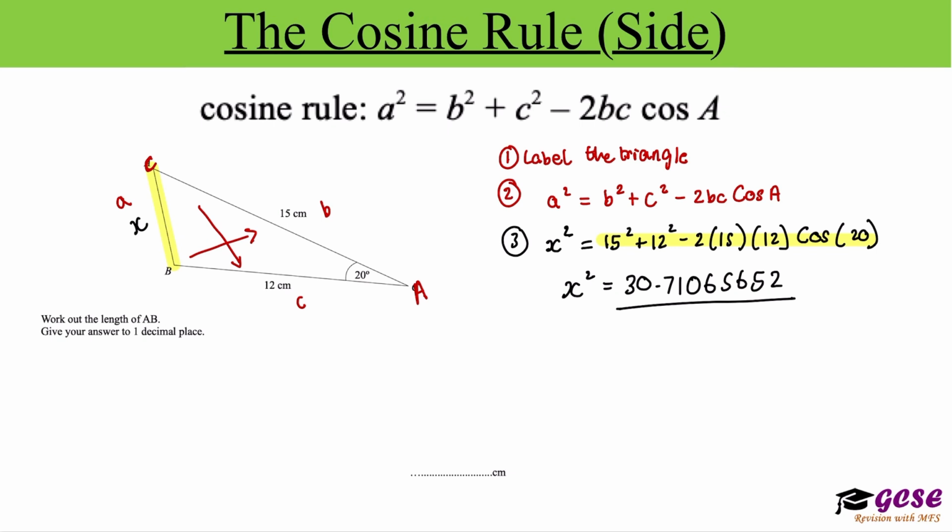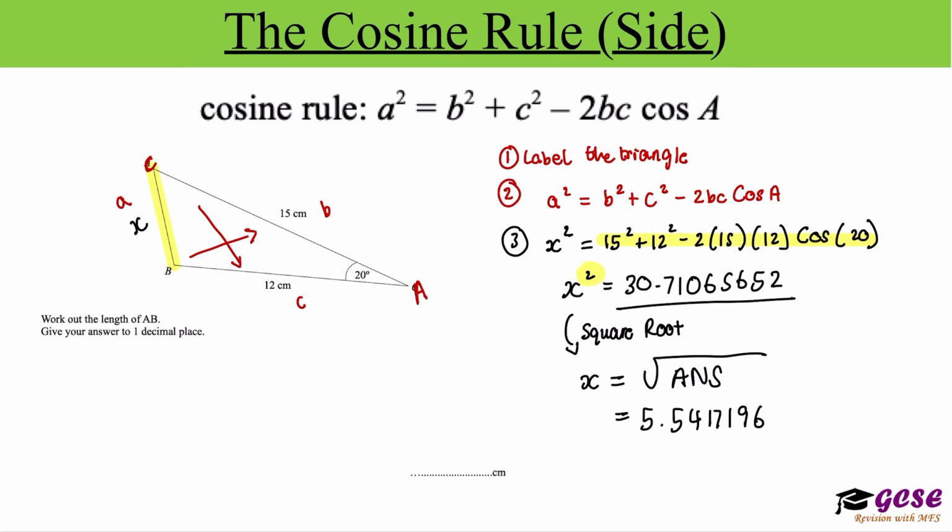Okay, now once we're at that point, the question wants x, it doesn't want x squared. At the moment we have this 2 over here which we don't really want, and the opposite of squaring something is square rooting something. So to get rid of that 2, we need to find the square root of our answer. So we're just going to square root our answer, and this answer should already be in your calculator. So x is going to be the square root of your answer, and that's going to give you 5.541719635. That's the answer that you're given.